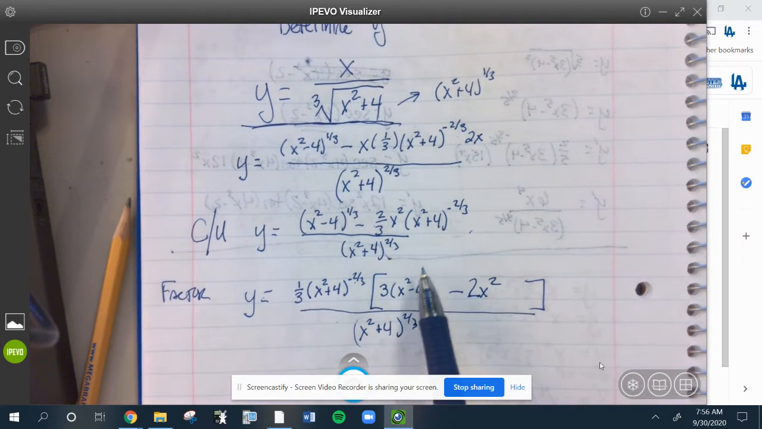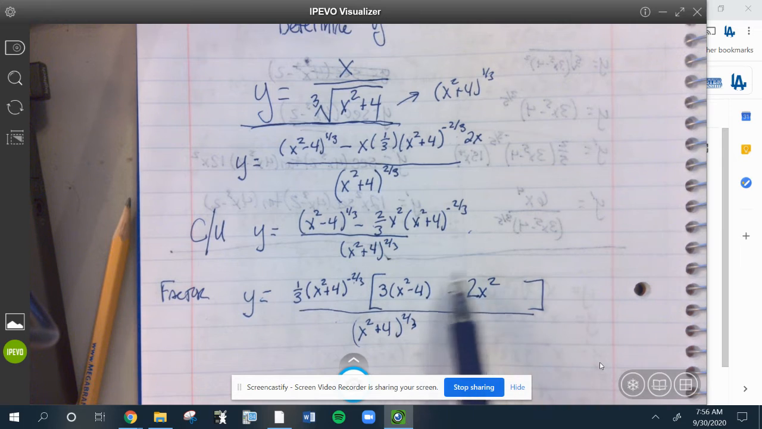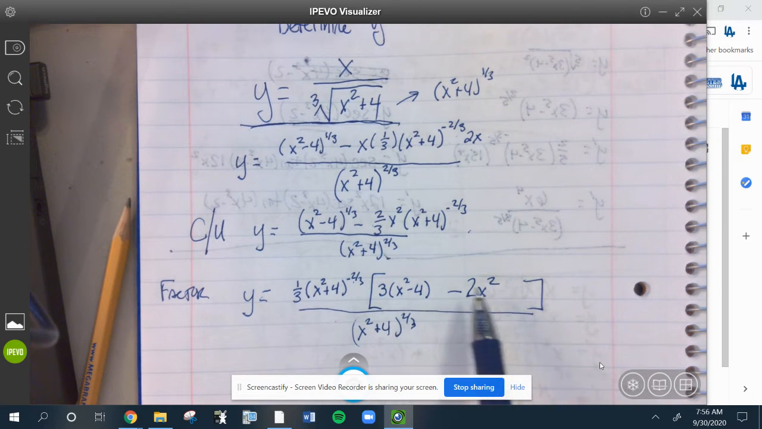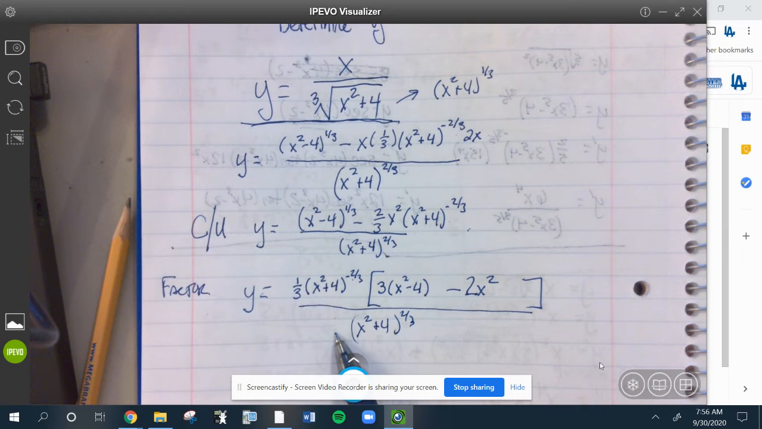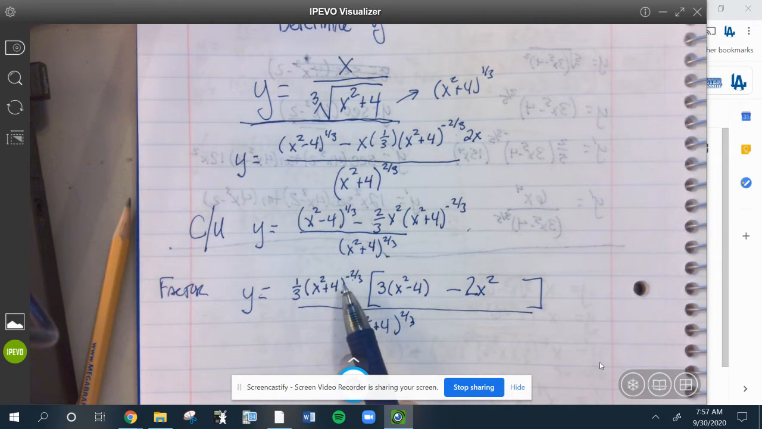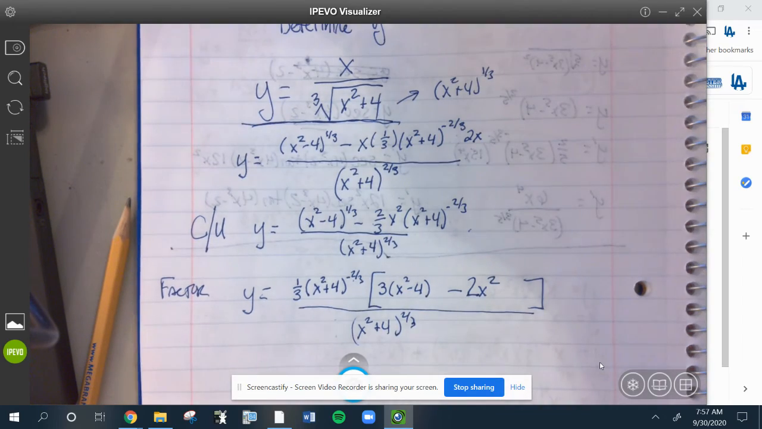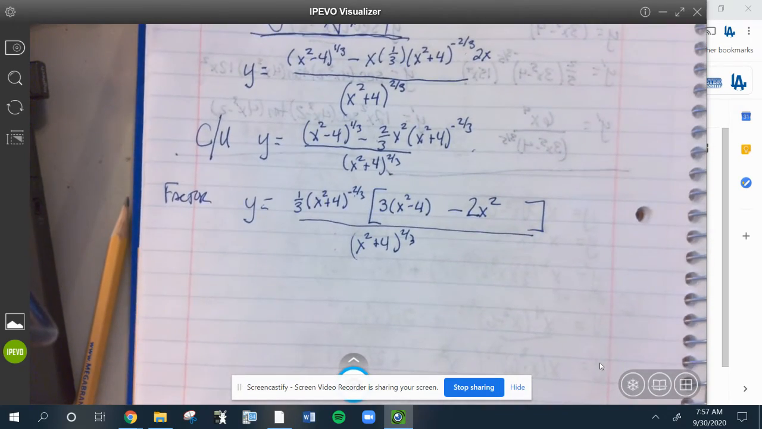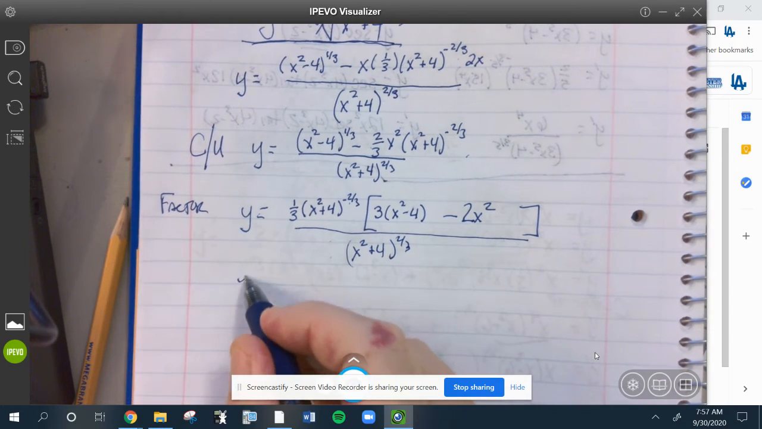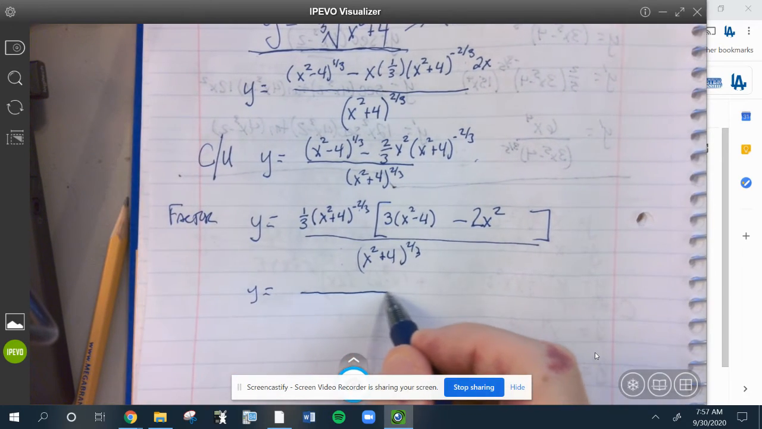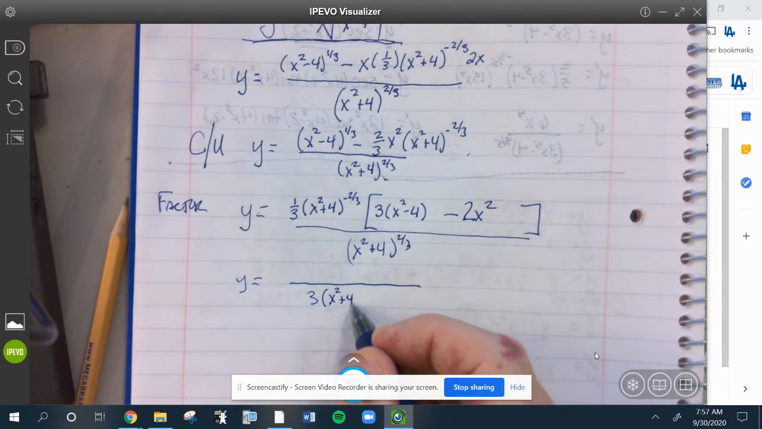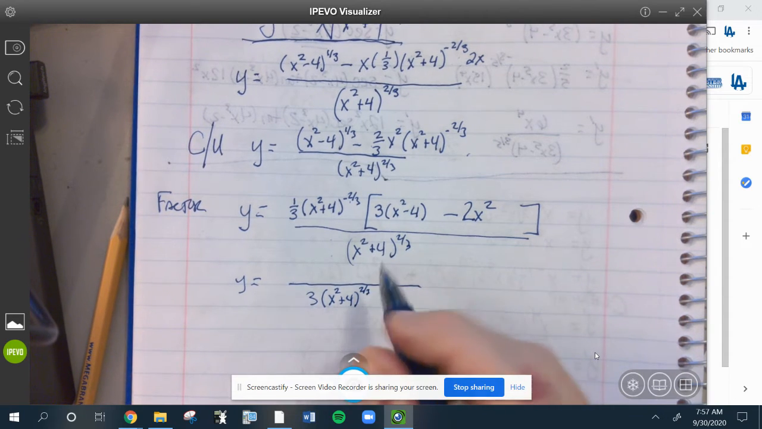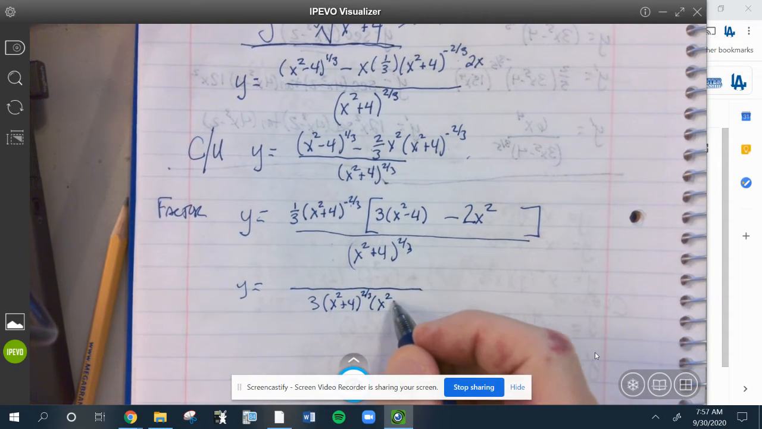So the next step is going to be to combine these terms by distributing the 3 and subtracting the 2x squared. These terms, as you know, since they're factors, can be moved around. So this 3 is going to come down. This x squared plus 4 to the negative 2/3 is going to come down. So, give myself some more room here. I'm going to take care of the bottom right now. The 3 is down. The x squared plus 4 to the negative 2/3 is now positive 2/3. There was already one of those down there.